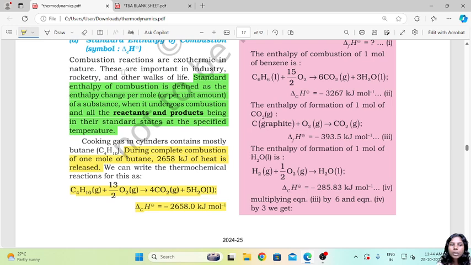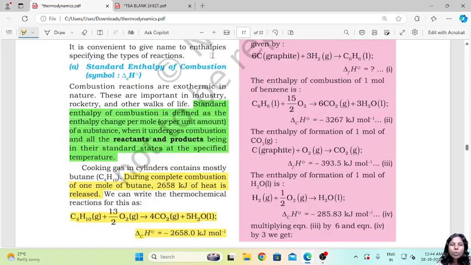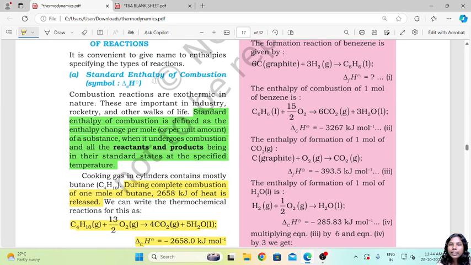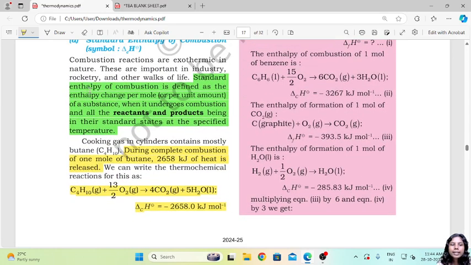Now we know combustion reactions are exothermic in nature. Now, what is the standard enthalpy of combustion? Standard enthalpy of combustion is defined as the enthalpy change per mole of a substance when it undergoes combustion and all the reactants and products are in their standard states at a specified temperature.